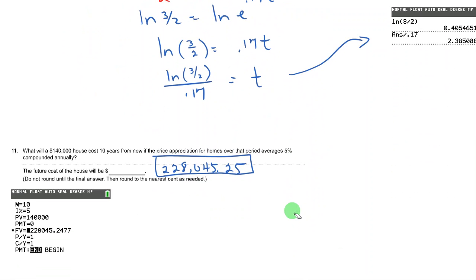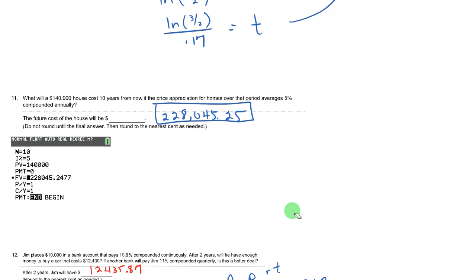Okay. What will a $140,000 house cost 10 years from now if the price appreciation over that period averages 5% compounded annually? All right, so what are we solving for? We're solving for future value. So it's 10 years and you're compounding annually. So total compounding is 1 time a year times 10 years. So that's a 10. 5% goes there.